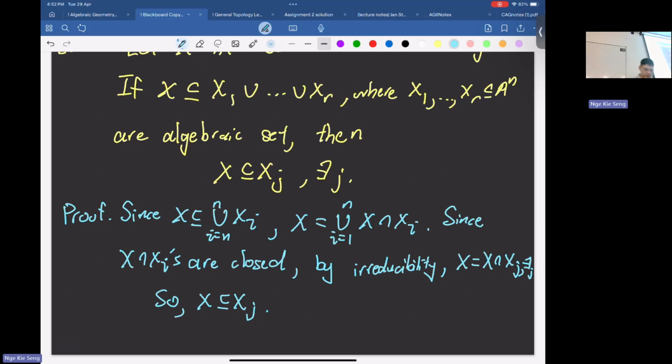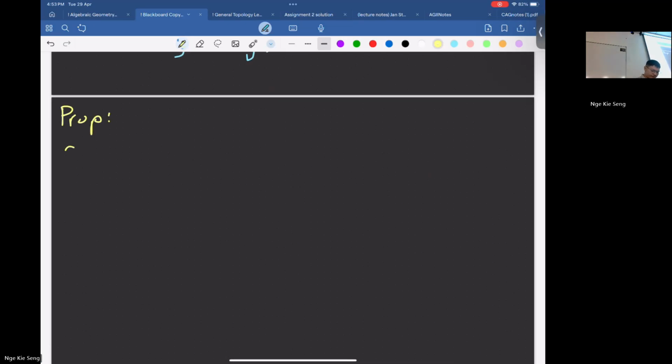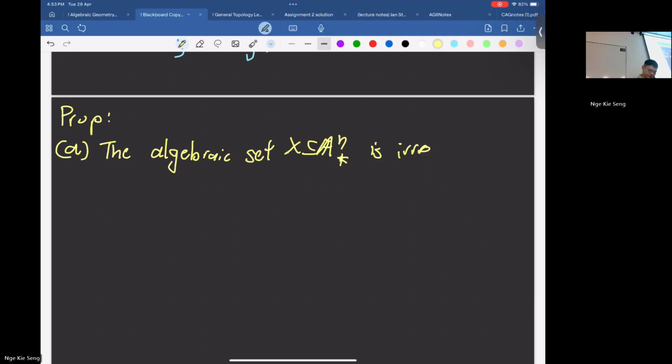Right. So before we finish and break for the next part, let's mention some propositions. One proposition is an algebraic set X is irreducible if and only if the corresponding ideal is prime. A set is irreducible if and only if the corresponding ideal is prime.